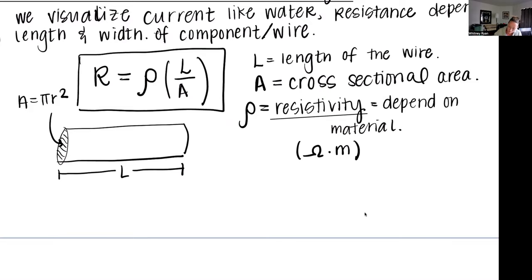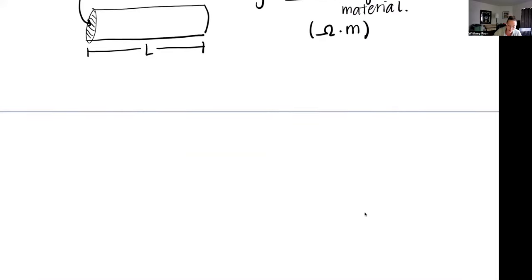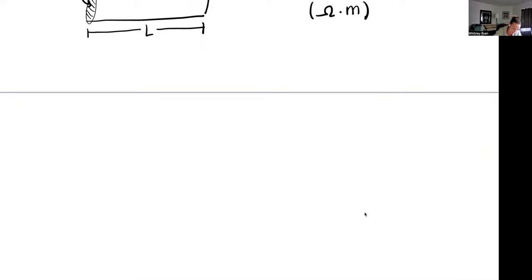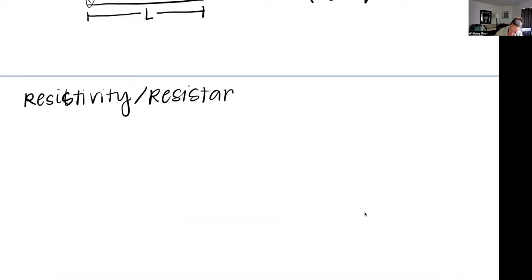All right, well, there's your basic information about if I wanted to find the resistance in a wire that I was using, on top of whatever the component resistance was that I knew of, I could find with Ohm's law. But resistivity also depends on temperature. Resistivity or resistance depends on temperature.